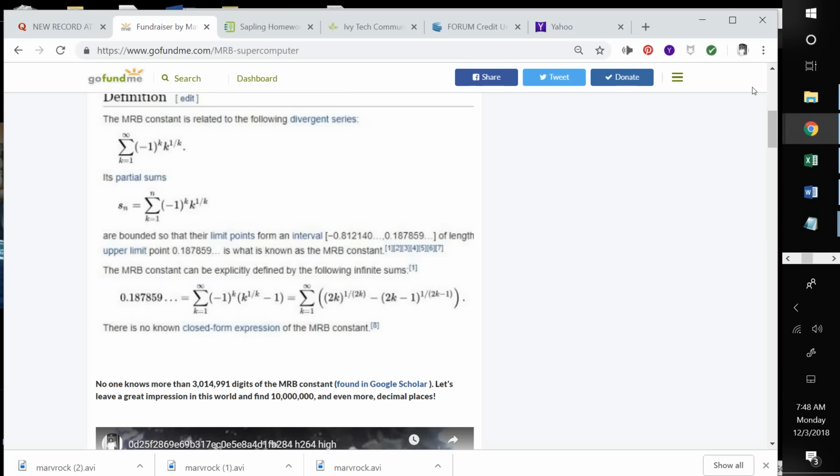from -0.812140, etc., to 0.187859, etc., of length 1. The upper limit point, 0.187859, etc., is what is known as the MRB constant.